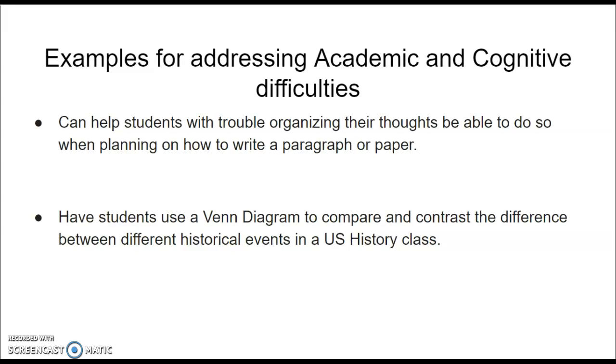You can also use a Venn diagram, which is a graphic organizer, to compare and contrast, say, the differences between historical events in a U.S. history class. I can tell you from firsthand experience in previous classrooms I worked in that were more mainstreamed, we used these, because students on the spectrum and neurodiverse students in general are a lot of times visual learners. I ended up using these all the time in those classrooms, especially to write papers, organize ideas, and teach different concepts.